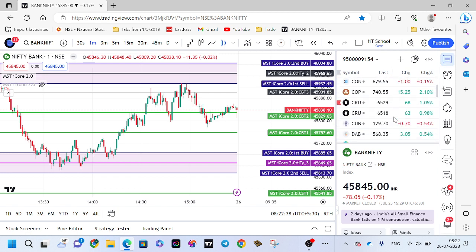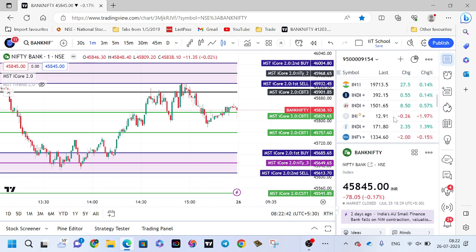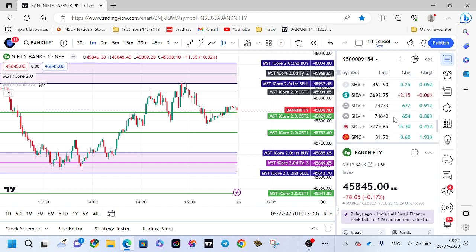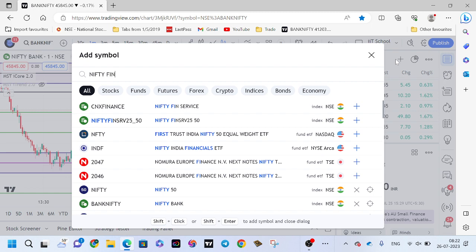I will show you one MCX. Yesterday Nifty also performed well. Where is the Nifty? Where is the Nifty also? It gave me wonderful profit. Nifty. Fin.